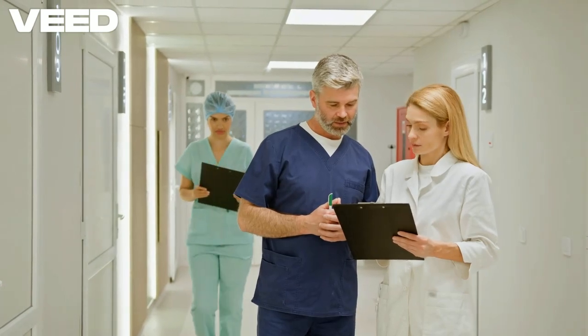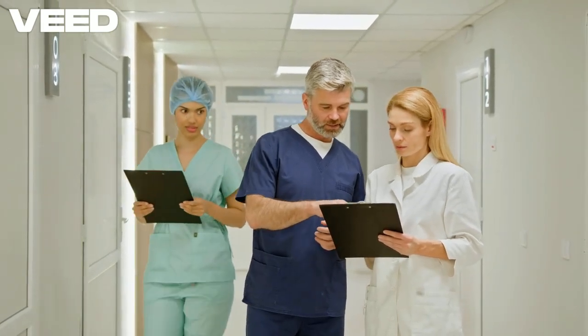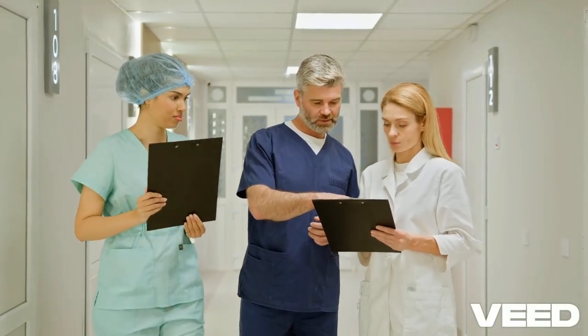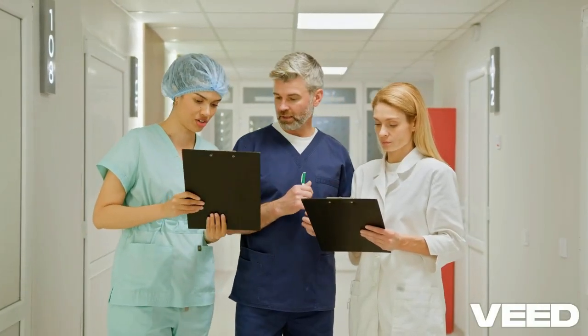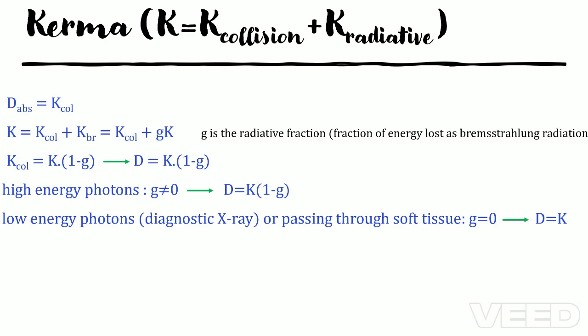This brings us to collision Kerma, the part of Kerma that leads directly to the absorbed dose. It's the energy transferred from photons to electrons that is then deposited in the tissue through ionization and excitation. For most biological tissues, the amount of energy lost to radiation, like bremsstrahlung, is small, so collision Kerma is very close to the absorbed dose.